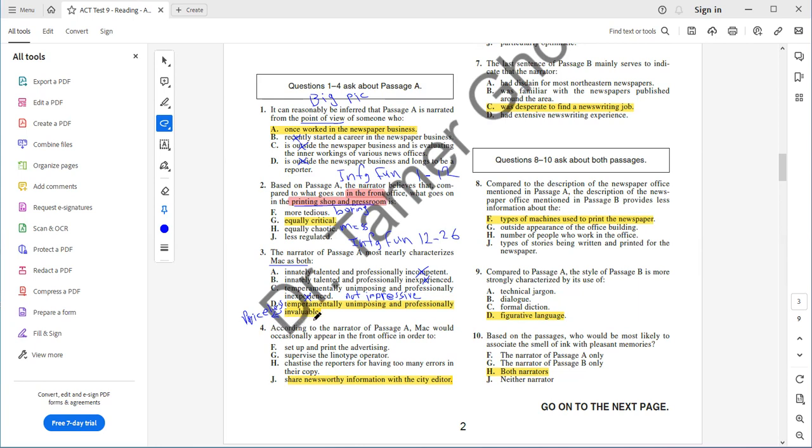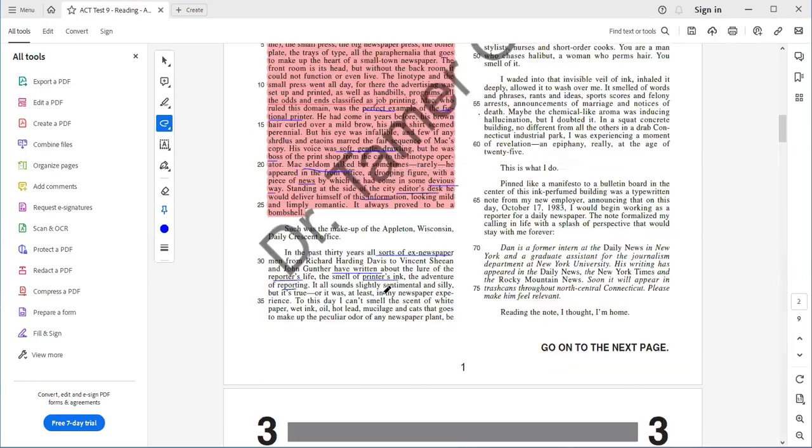According to the narrator, passage A, Mac could essentially appear in the front office in order to. Again, he brought the same part, inference and function, because we read this together. This is an easy test.